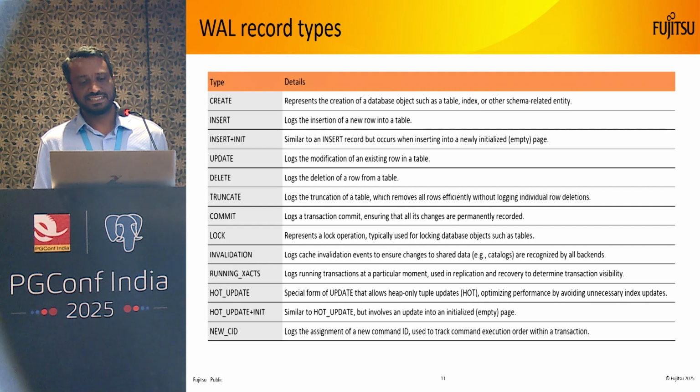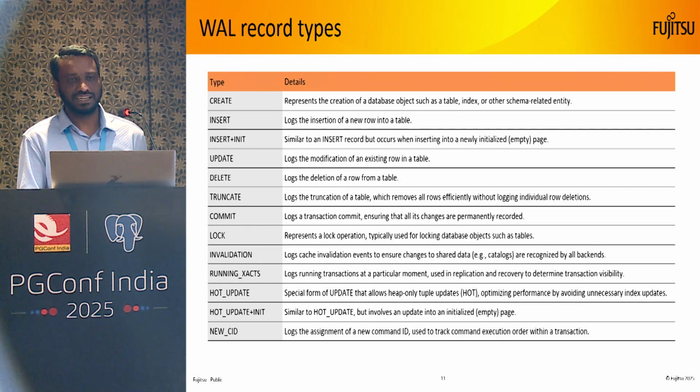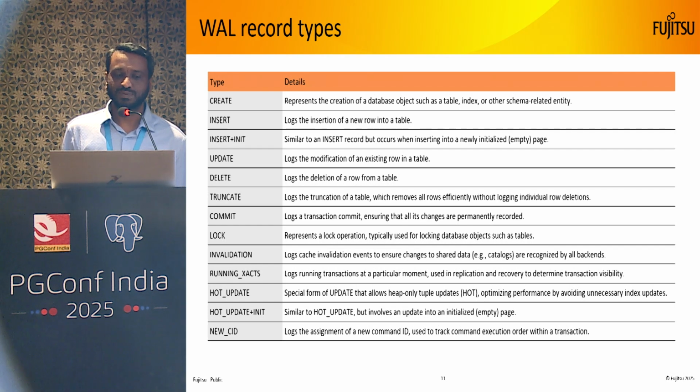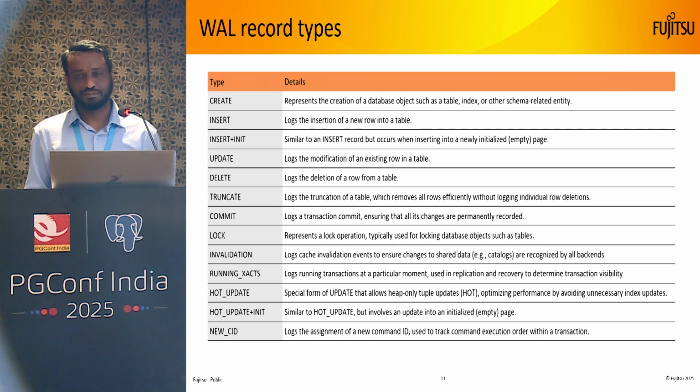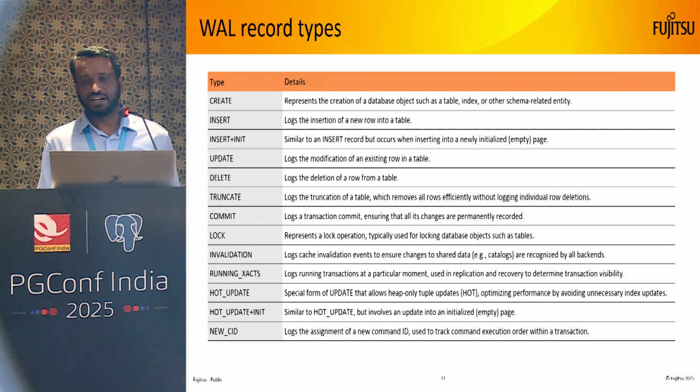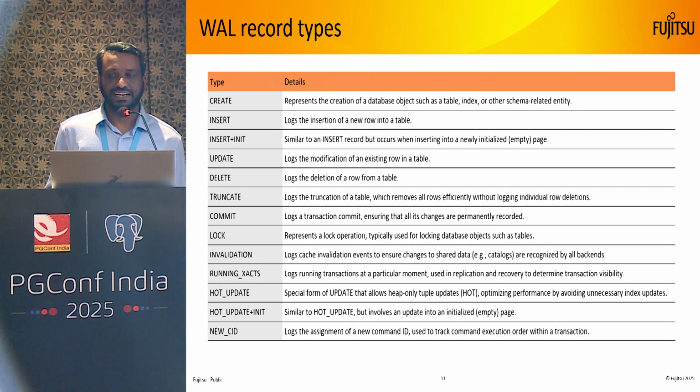So invalidations is nothing but when we change the system catalog, when we do any system catalog change, we add an invalidation record. So this will help our replication people to know that there is a change in the catalog and update their snapshot. Then we also note down the running transactions. So this will have which transaction is committed, which is the last new transaction, and what are the open transactions. So the BG writer process writes this periodically.